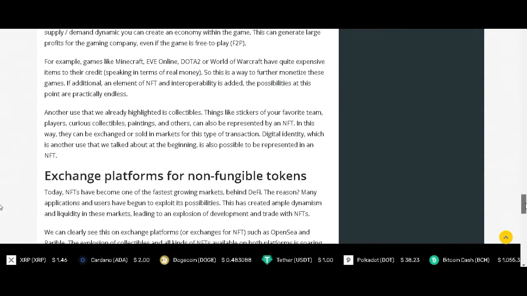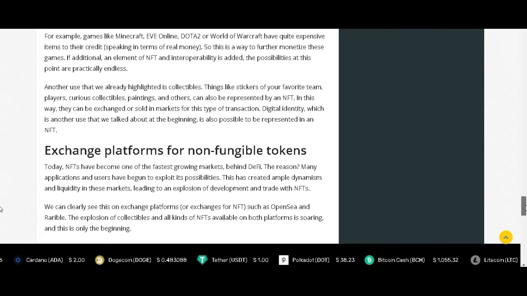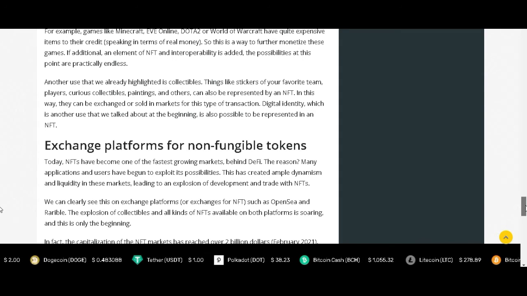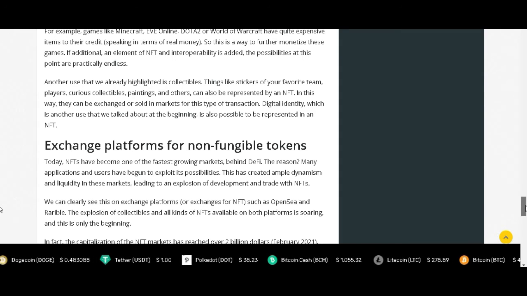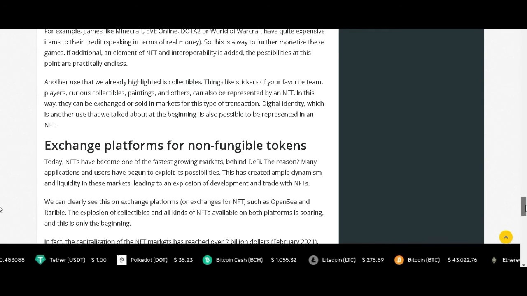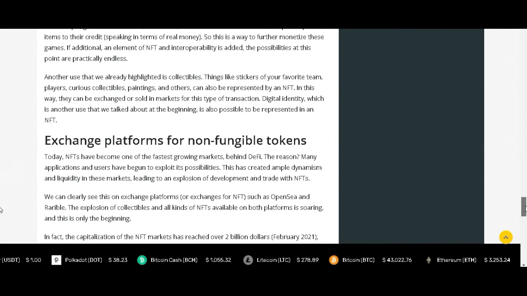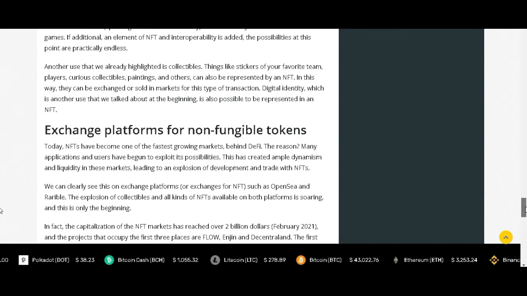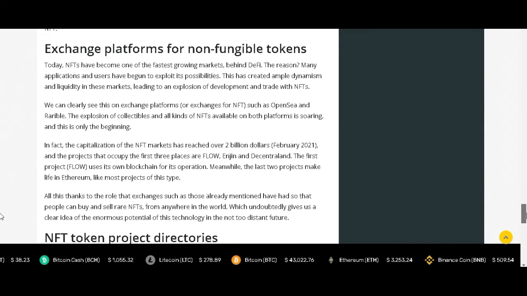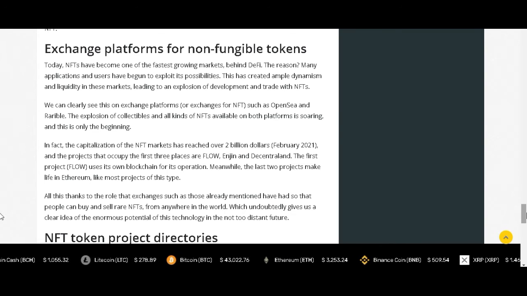Another use that we already highlighted is collectibles. Things like stickers of your favorite team, players, curious collectibles, paintings, and others can also be represented by an NFT. In this way, they can be exchanged or sold in markets for this type of transaction. Digital identity, which is another use that we talked about at the beginning, is also possible to be represented in an NFT.